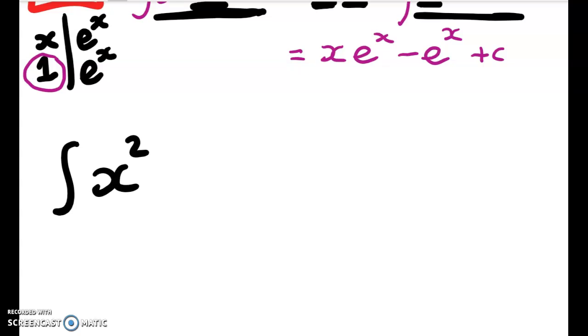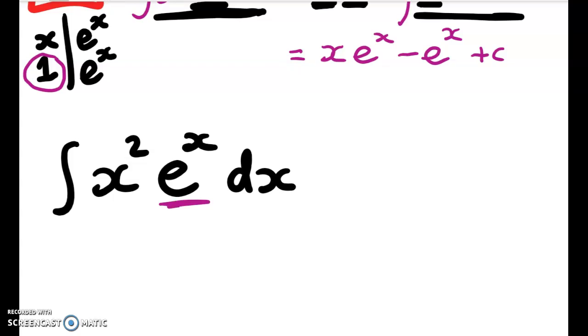We've got x squared times e to the power of x dx. If I integrate this, it's going to stay as e to the power of x. And if I leave or differentiate this, it's either going to stay the same or get better. So the x squared is what I'm first going to leave and then differentiate.